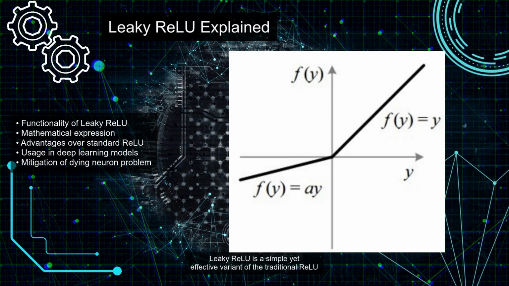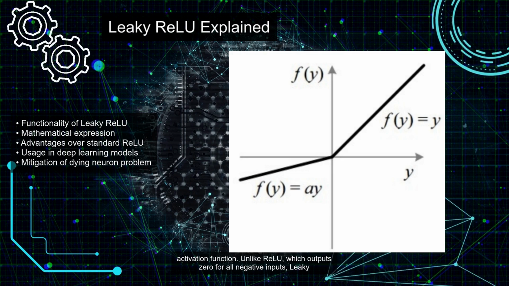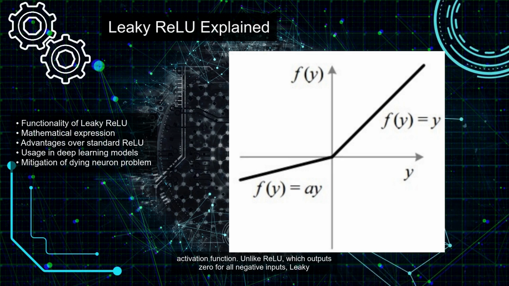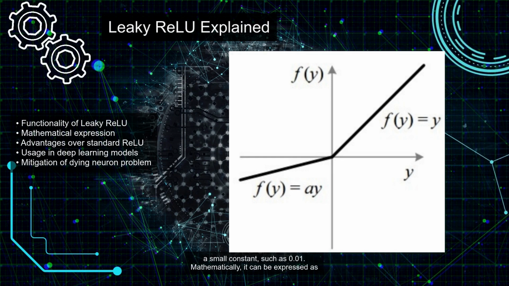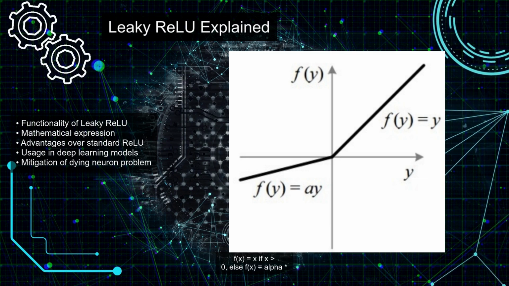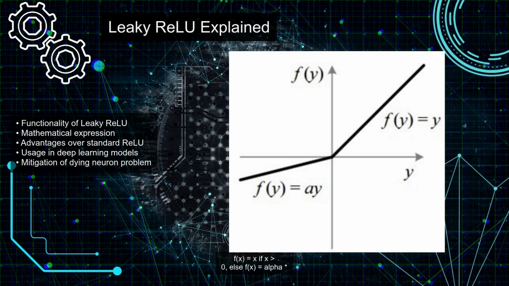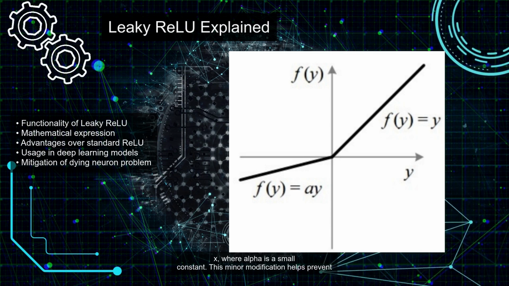Leaky ReLU is a simple yet effective variant of the traditional ReLU activation function. Unlike ReLU, which outputs 0 for all negative inputs, Leaky ReLU allows a small, non-zero gradient for negative inputs, typically defined by a small constant, such as 0.01. Mathematically, it can be expressed as f(x) = x if x > 0, else f(x) = αx, where α is a small constant.